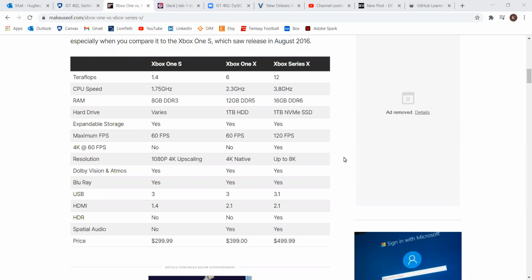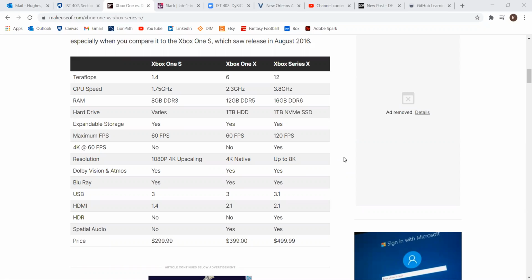these terms are. So, getting into the list, you can see that the Series X matches or outperforms the One X in every category, which is to be expected. Upgrades typically mean better performance, but what are these terms? We'll start with teraflops at the top.